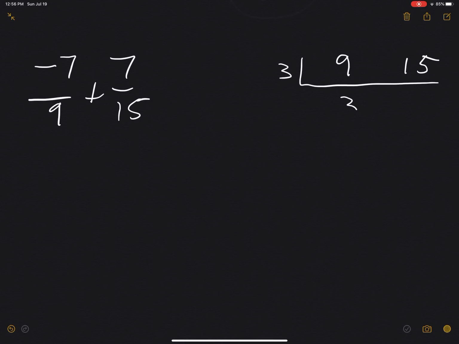9 divided by 3 is 3. 15 divided by 3 is 5. And 3 and 5 have nothing else in common. So I multiply all three of my outside numbers together, and I find my common denominator is 3 times 3, which is 9, times 5 is 45.